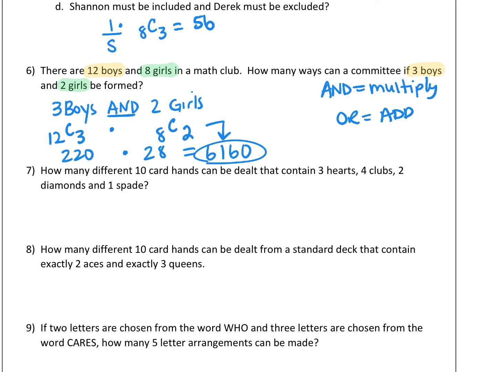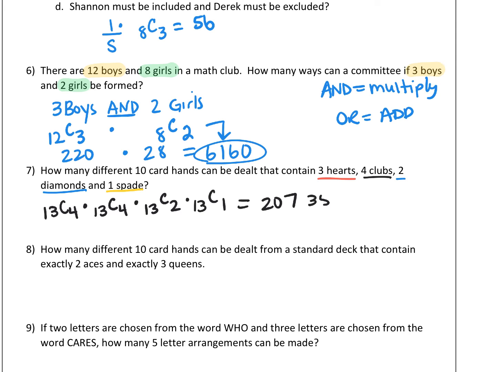And how many different 10 card hands can be dealt that contain 3 hearts, 4 clubs, 2 diamonds, and 1 spade? Basically you're getting from each of the suits. There are 13 hearts, so I have 13 and I want to choose 3 of them. I want to get 4 clubs. And I want to get 2 diamonds. And I want to get 1 spade. If I plunk all that into my calculator, I get 207,352,860.